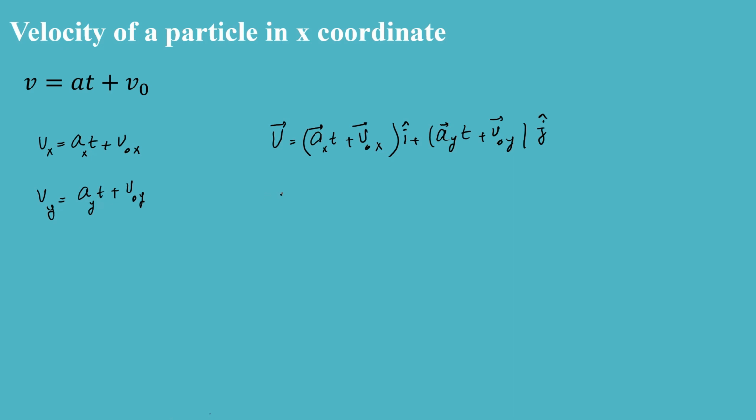And then if you would like to simplify it, it's going to be (a_x i plus a_y j) t plus (v naught x i plus v naught y j). You don't have to write down the last line, it's just for simplification.